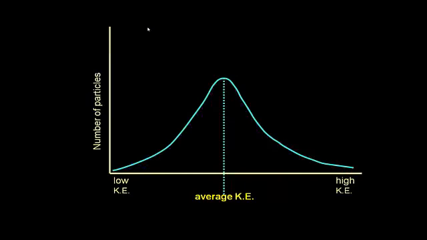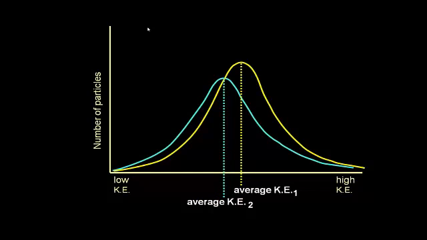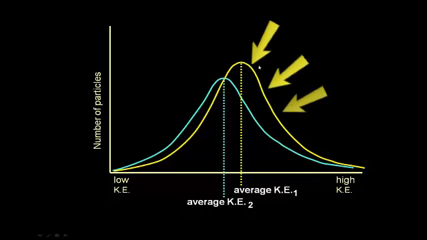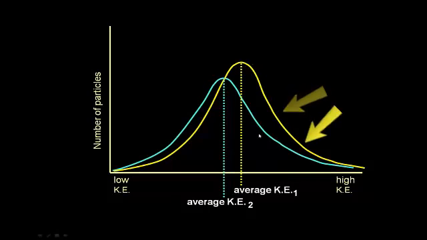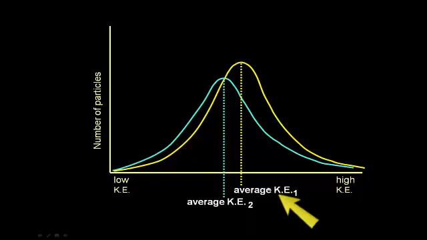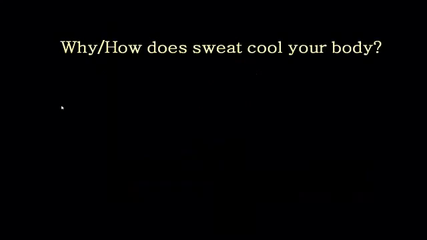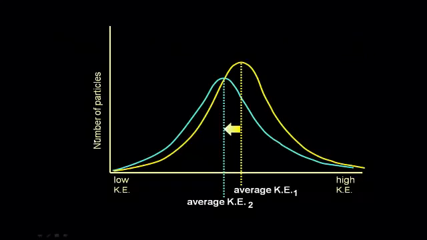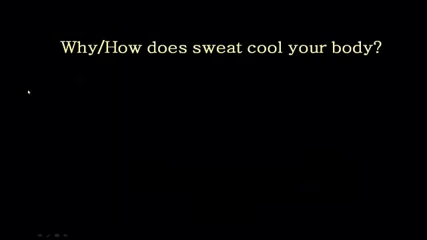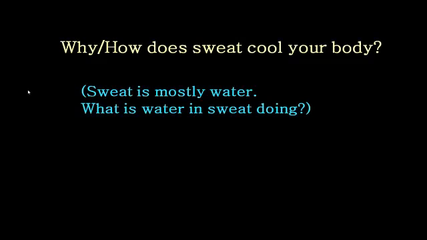Let's look at that curve versus the original curve. So here's where the water started out, and here's the original average kinetic energy. Once we let particles evaporate, then the average kinetic energy decreased and the temperature decreased. The question that this can answer, this curve that we're looking at right here, is it should be able to tell us how sweat can cool our body down, and sweat, of course, being mostly water.